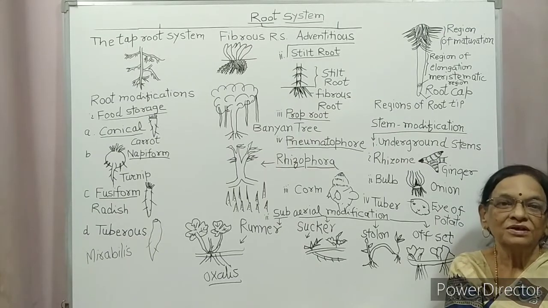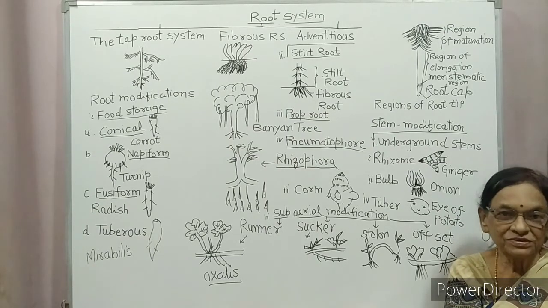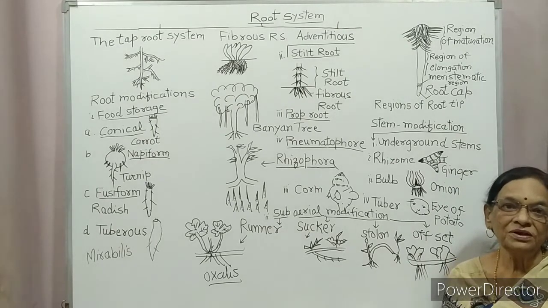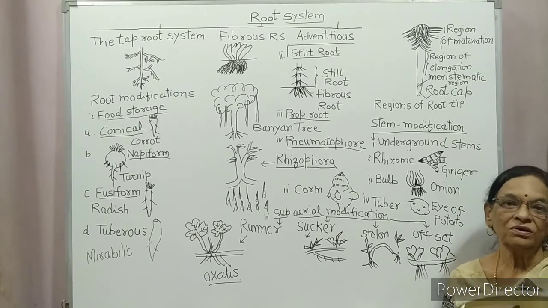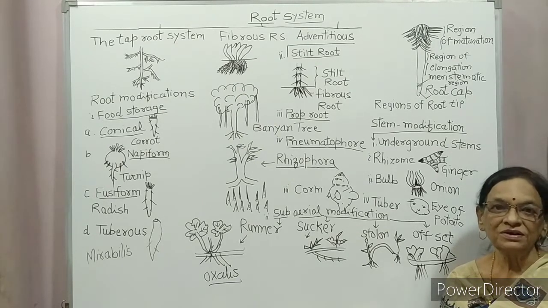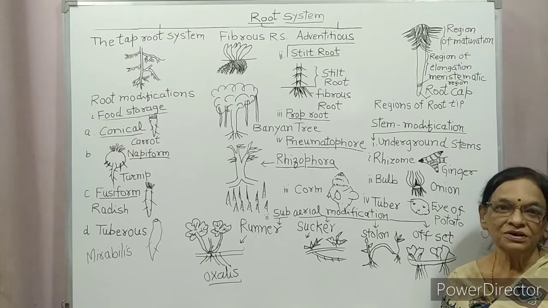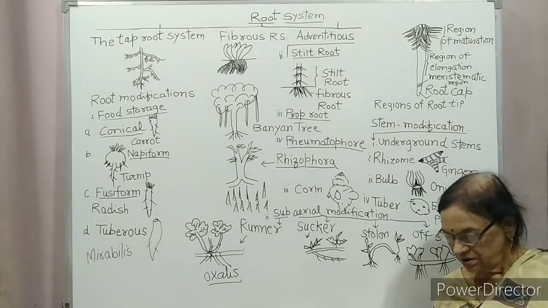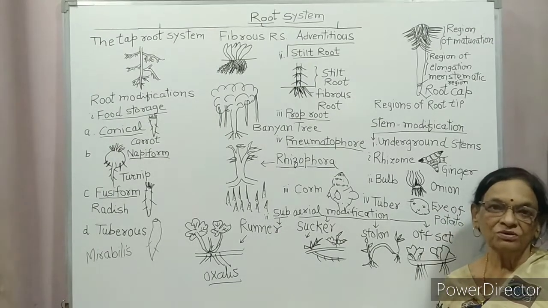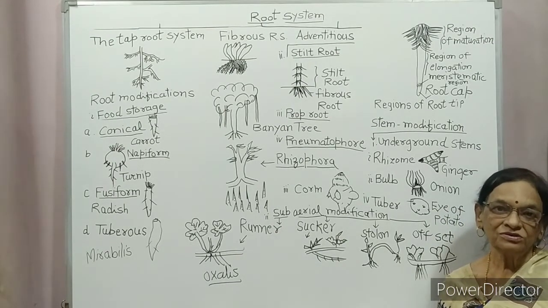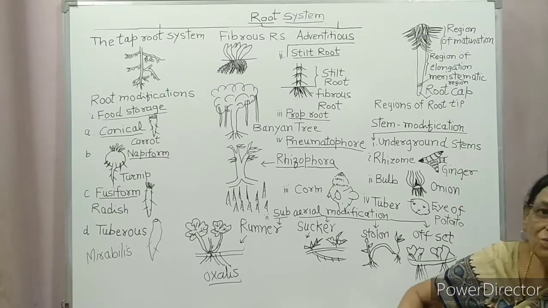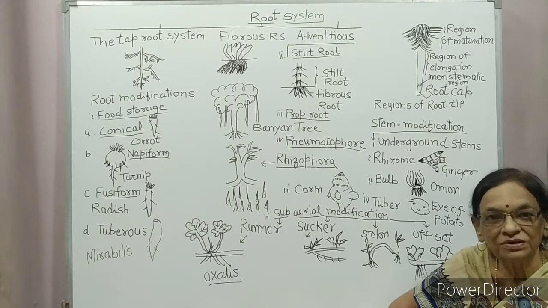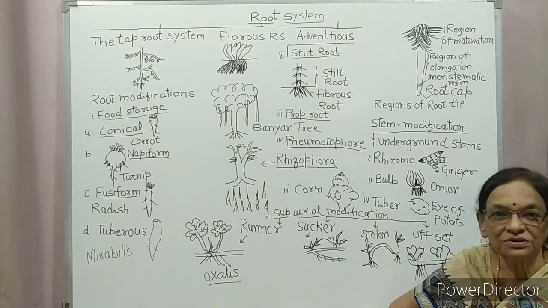Dear students, now we begin with chapter number 5, Morphology of Flowering Plants. Morphology means external characteristics of the plant. You have studied that any plant has two structures, root system and shoot system. Root system is underground and shoot system is above the ground.